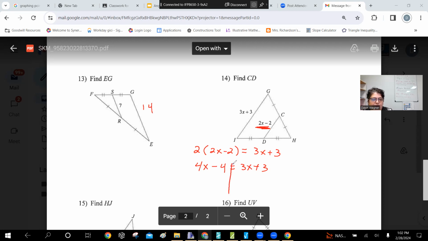You want to get variables to one side, constants to the other. I always like keeping my variable positive, so I'm going to subtract the 3x first. Four x minus 3x is just x or 1x, whichever way you want to write that, minus 4, and bring down the 3. Then I add 4 to both sides.